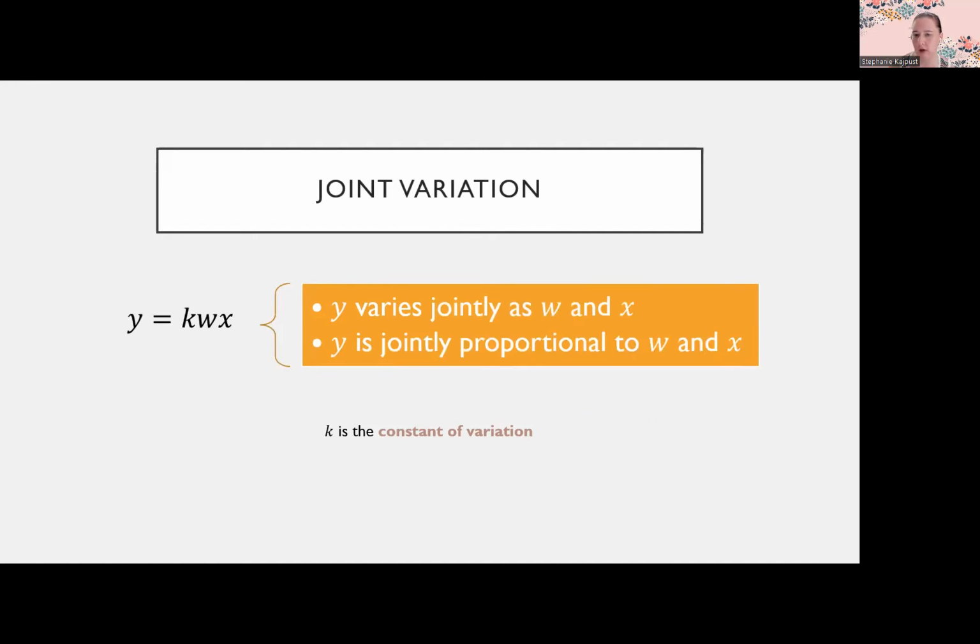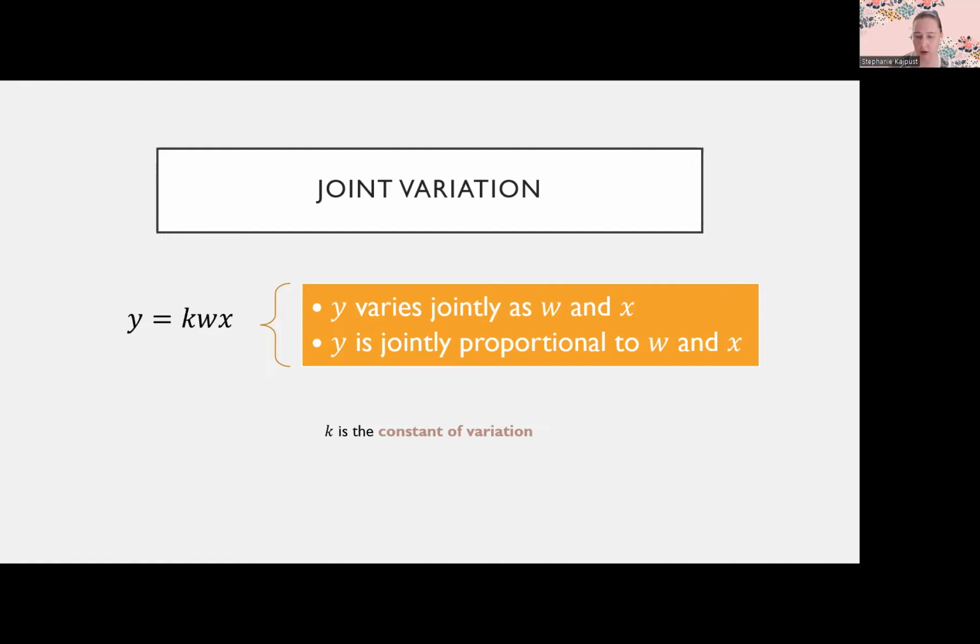So joint variation is basically the same thing, but you've got more than one variable. And again, you're going to consider it as you're multiplying. So in this case, we have two variables that are inputs, w and x. So you see y varies jointly as w and x. So again, the first thing is y, so it's going to be y equals.